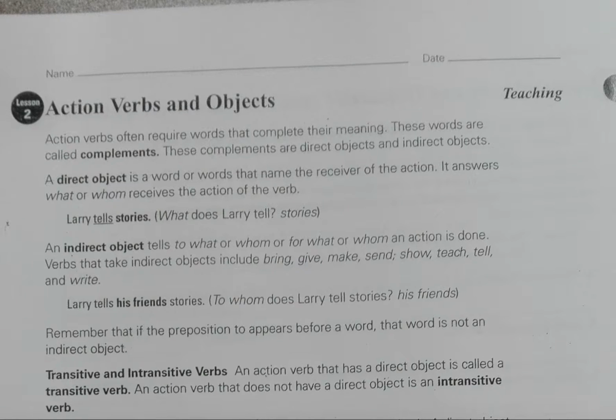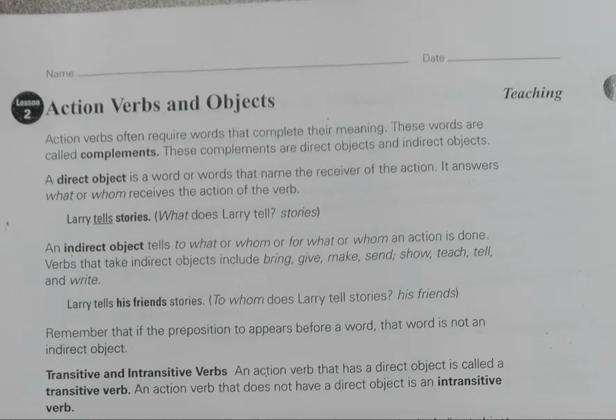Today we're going to learn about action verbs and objects, specifically direct and indirect objects. So a verb is the action word in a sentence. Action words are run, play, eat, things that people do. Objects are the things that are done to them. So I can say, Miss Amanda eats cake. Eats is the action word, so it's the verb, and cake is the object. It is what's being done to something.